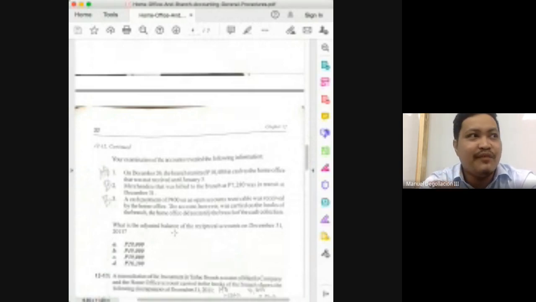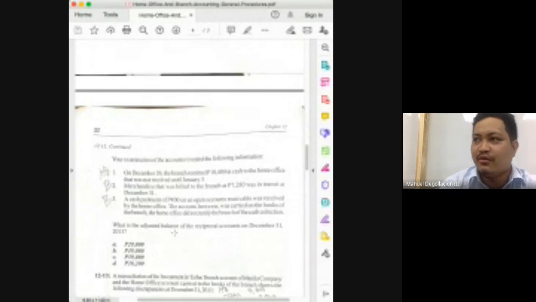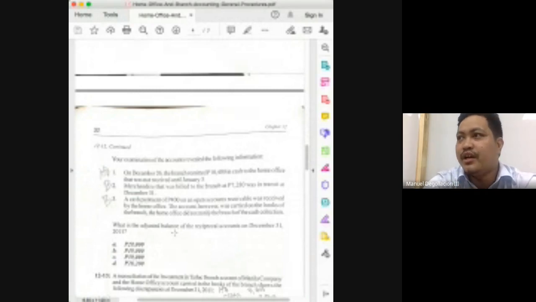Okay, does this affect the reciprocal account? Yes, this is an investment transaction. Okay, who do you think was not able to prepare an entry? Who was able to prepare an entry? Home office. Why are we sure the home office has already prepared an entry? The transaction started with the home office. It was the one who shipped the merchandise. Why are we sure the branch has not yet prepared an entry? Because the branch has not yet received this merchandise. How do we know? The problem said the merchandise are still in transit.